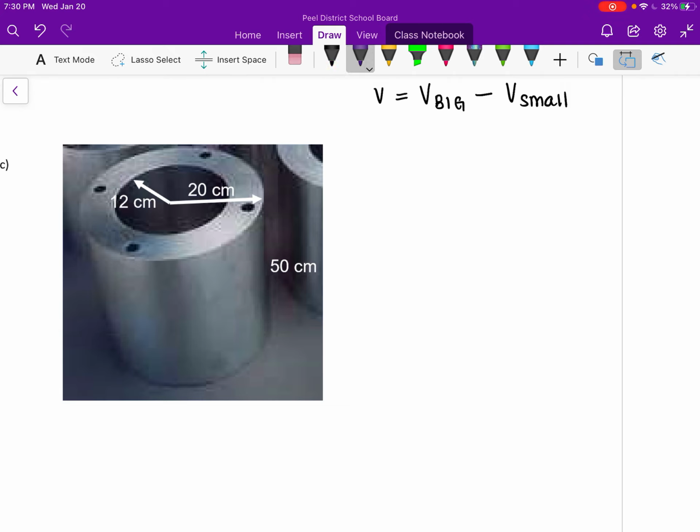I know that my radius of the big cylinder is 20. And I know that my radius of the small cylinder is from here to here, so it's 12. So I'm going to label this small r, and I'm going to label this big R. Okay? So let's just start putting stuff in. I know that the volume of a cylinder is equal to pi times radius, which we're going to say is big R here, squared, times height.